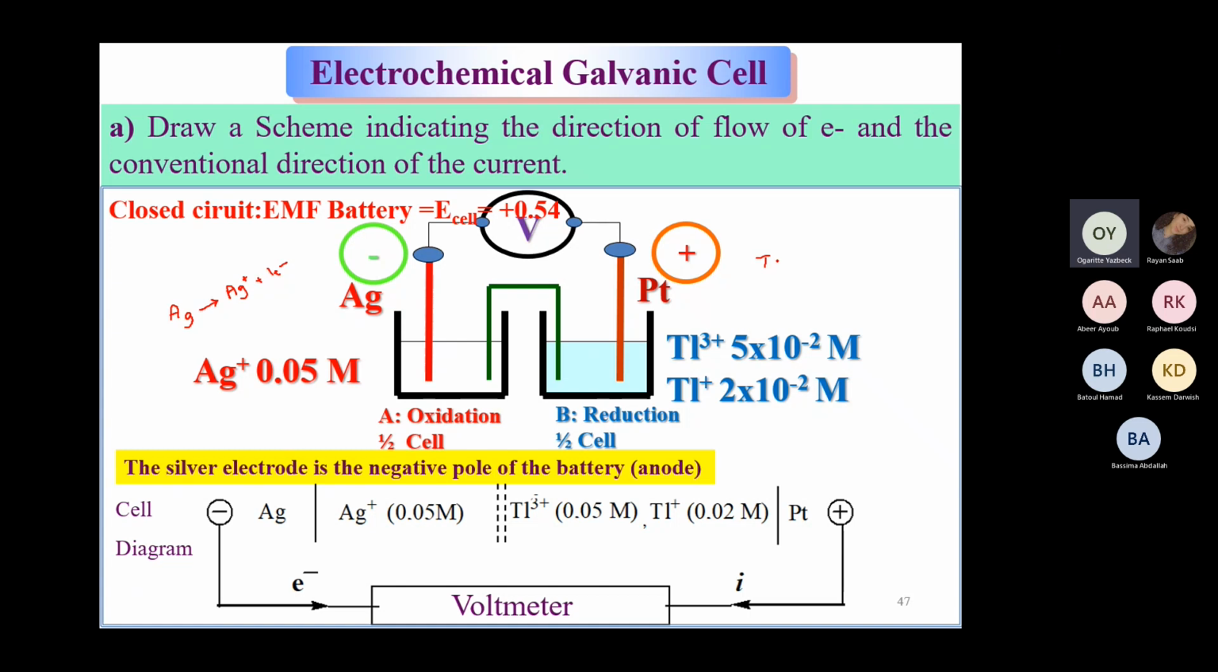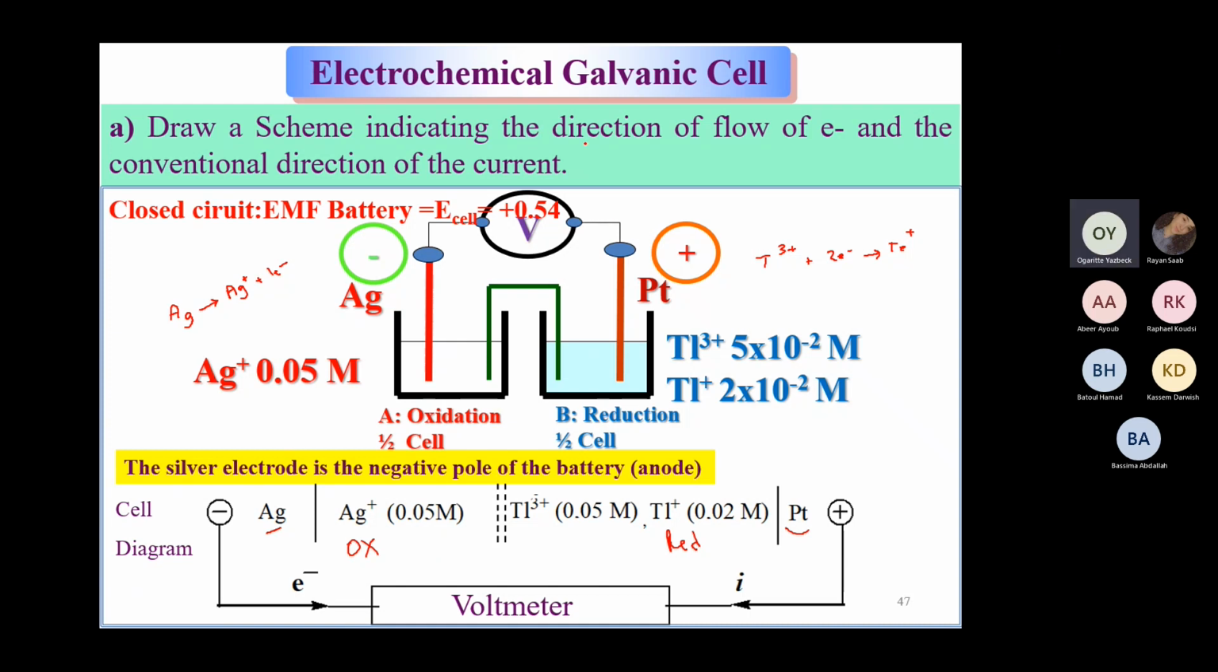Reduction is going on this side, so gain of electrons. So we have tellurium 3 plus plus 2 electrons goes to tellurium plus. Okay, so we have the T3 plus goes to T plus. That's how it's written. Always leave the platinum at the end. Notice typically the solids are at the end side of an ox-red cell diagram. You always have your oxidation half on one side, reduction half on this side.